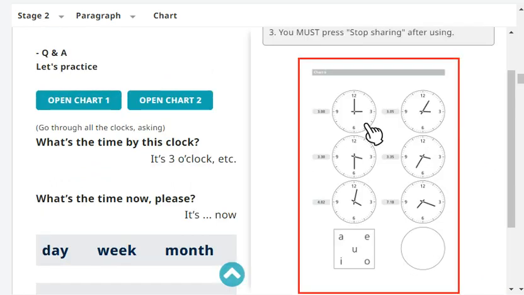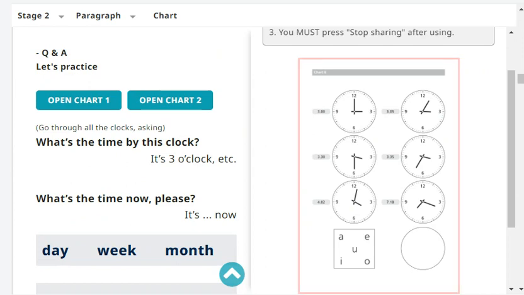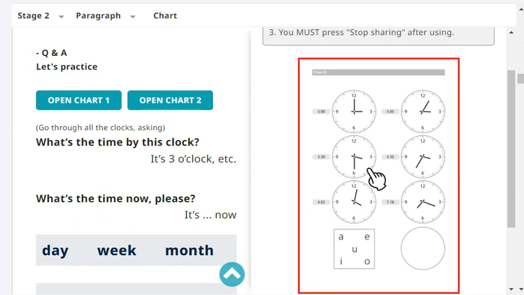What's the time by this clock? It's 3 o'clock. What's the time by this clock? It's 3:05. Very good. What's the time by this clock? It's 3:30. Very good.